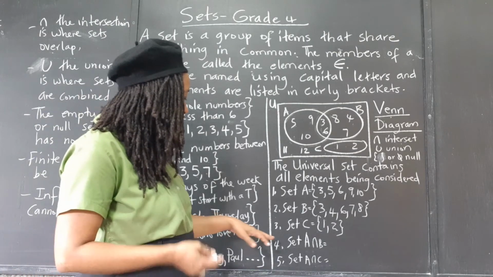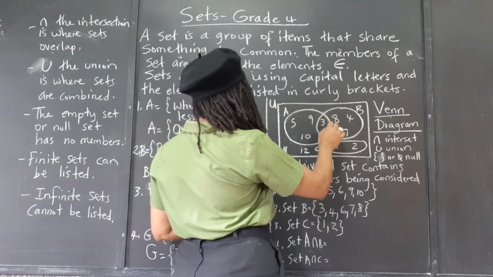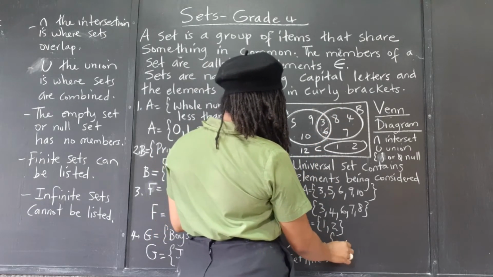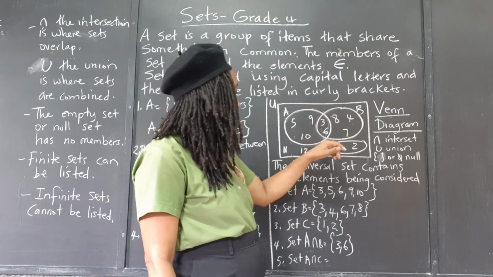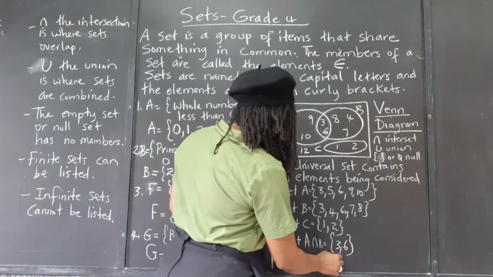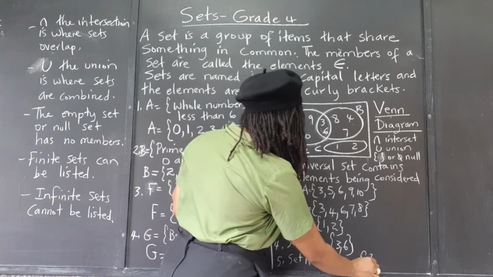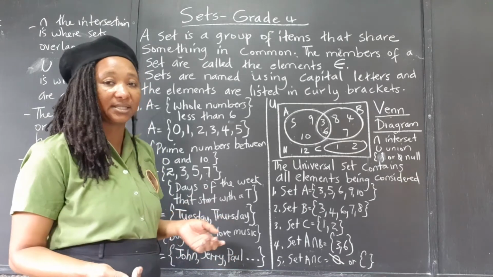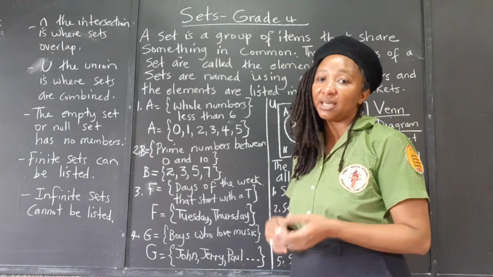Alright, now for set A intersect B, where do A and B intersect? Right here. So those elements will be 3 and 6. Set A intersects C. Does A overlap with C? No, it doesn't. They don't overlap. So they are empty. Either that or we could put that. There are no elements that overlap A and C. A and C do not intersect. It's an empty set. The intersection of A and C is empty, null.